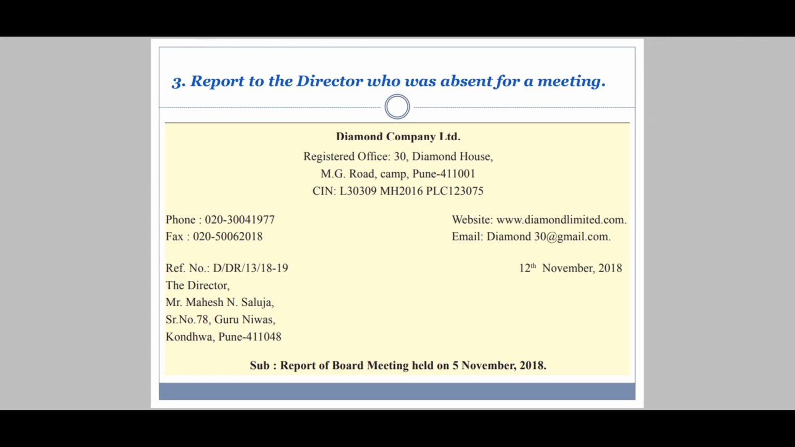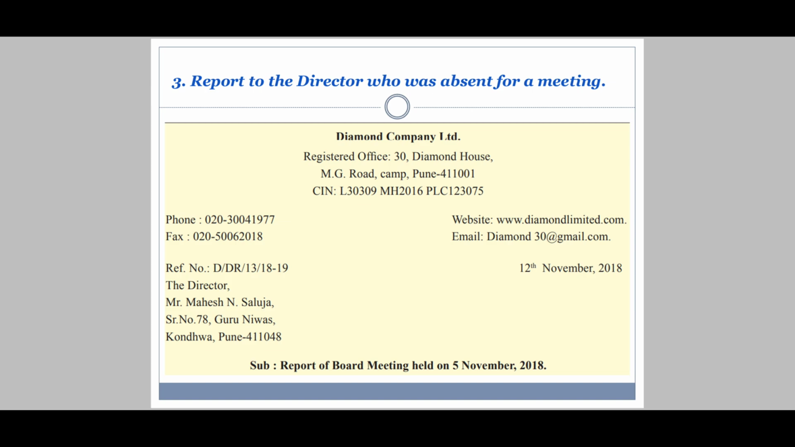Coming to the second one, see, report to the director who was absent for a meeting. Again, starting with the company's name, Diamond Company Limited, registered office in the center. Below you have got CIN number, corporate identification number. To the right hand side you have got website and email. To the left hand side you have got phone number and fax number. Below comes date and reference number.